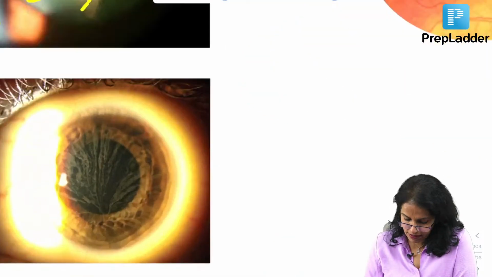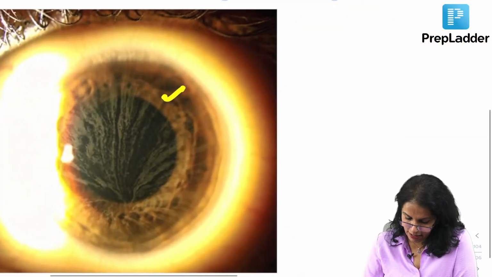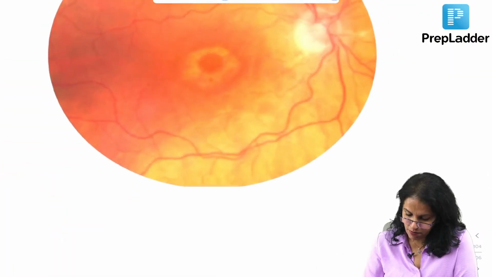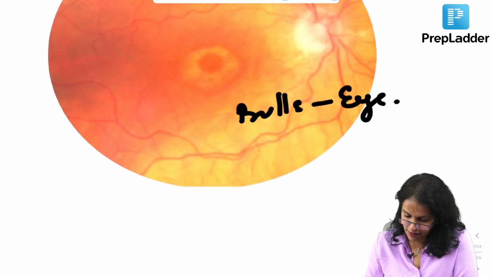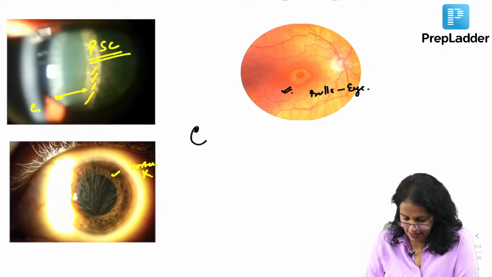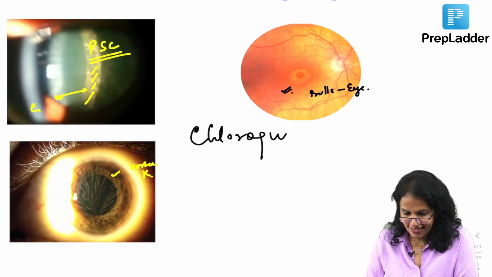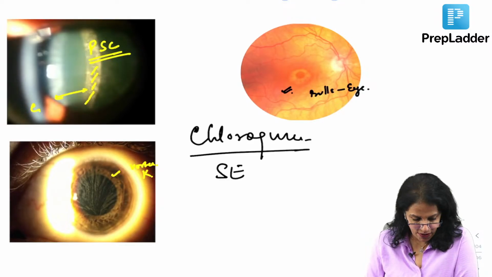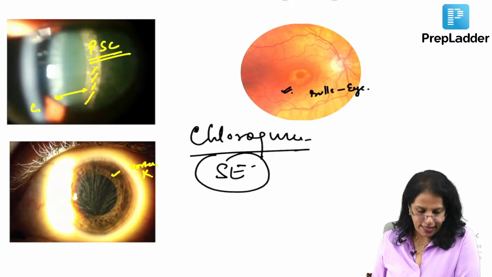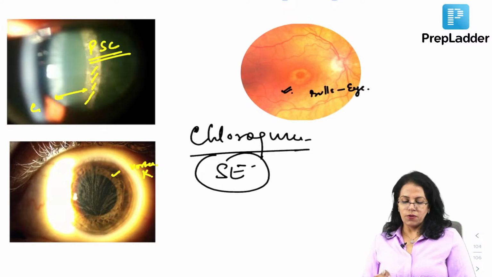Then you talk about this one. This you know is vortex keratopathy. We all know this. This is vortex keratopathy. And then look at this one. This is your bullseye maculopathy. Can you see the alternate areas of hyper and hypo? So yes, these are all side effects of chloroquine. So our answer will be side effect of chloroquine. Yes. Okay.